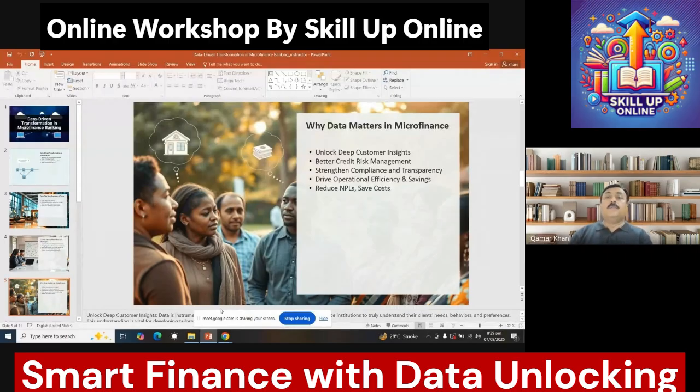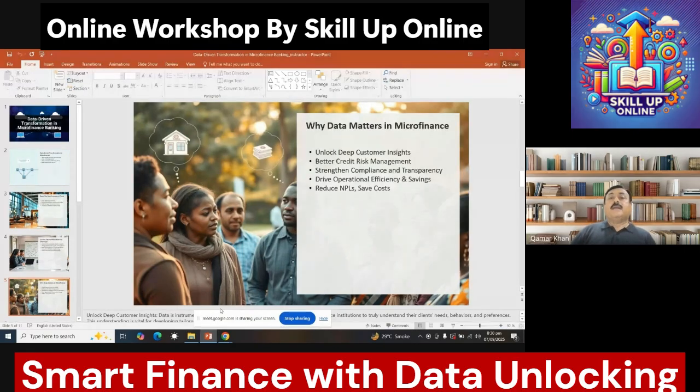Then it can also help us in making better credit risk management. The most important thing in microfinance is credit risk management. For example, a transparent loan application process and clear repayment tracking, all backed by data, significantly enhance client confidence and also reduce perceived risks, and it will lead to higher engagement and loyalty.